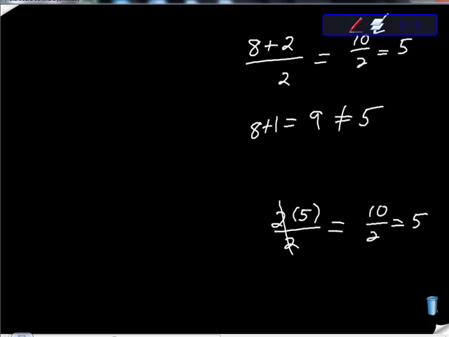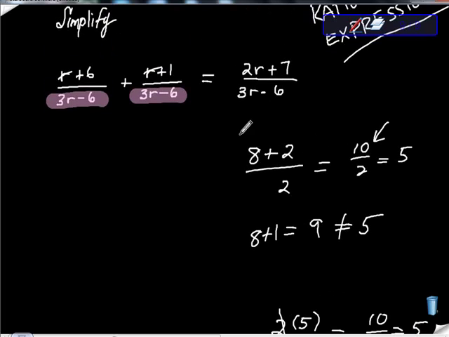Make some kind of note to yourself, this is really important, that you cannot cancel add-ins. And remember that add-ins are numbers that are being added or subtracted from each other. Yes? We good?